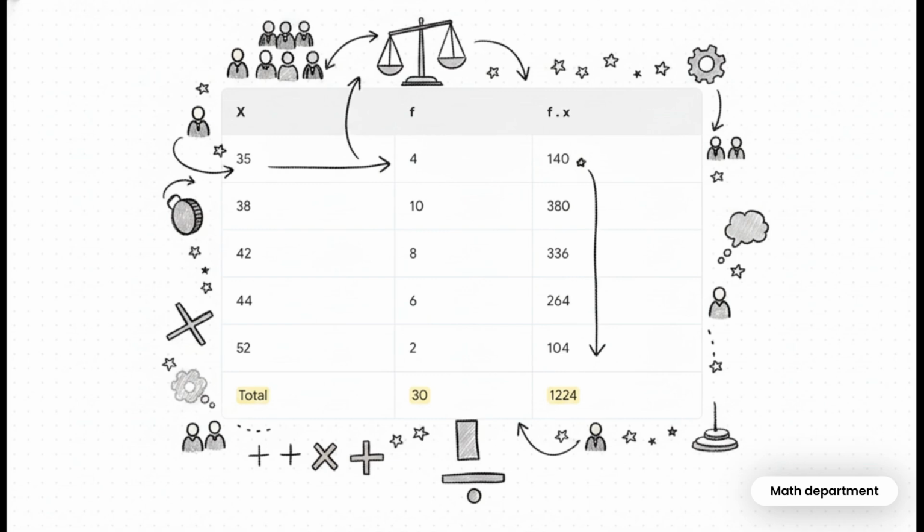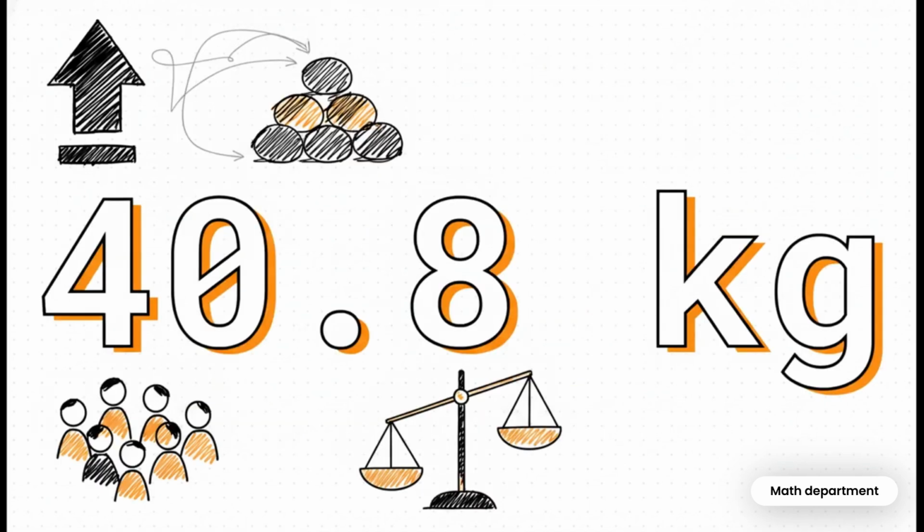Finally, we sum the frequencies to get our 30 total students, and we sum our products to get a massive total combined mass of 1,224 kilograms. To find our final mean, we just take that huge total of 1224, divide it by the 30 students, and we get exactly 40.8 kilograms.